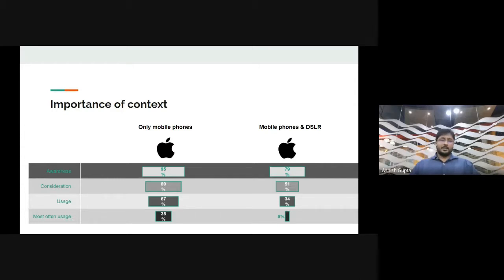So talking about context, right? If I were to ask you about the awareness of different brands of mobile phones from the context of only mobile phones, I would probably have a higher level of awareness, consideration, usage, etc. for Apple. But when I change the context to include mobile phones and DSLRs, if it is from a photography perspective, say I want to understand camera users, right? Camera users could be only mobile or they could be mobiles and DSLRs. So once I change the context, my data changes. So it's very important to establish that context upfront because that really defines how you analyze the data and how you report your findings.